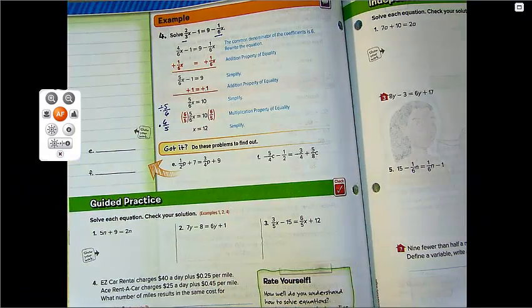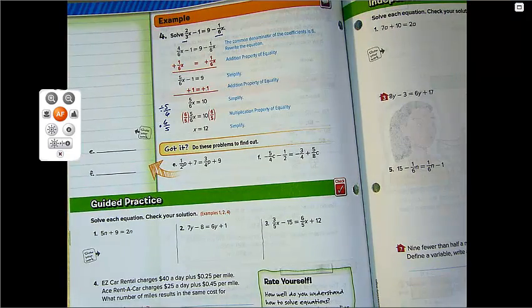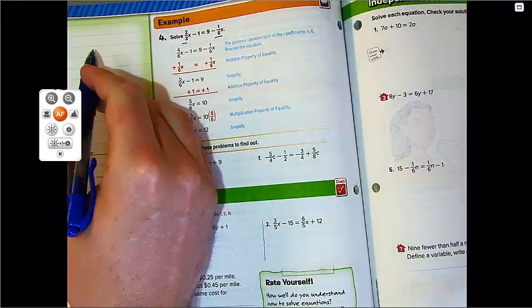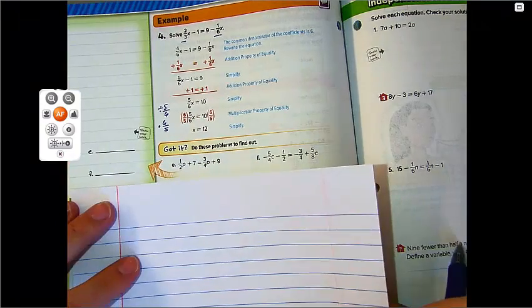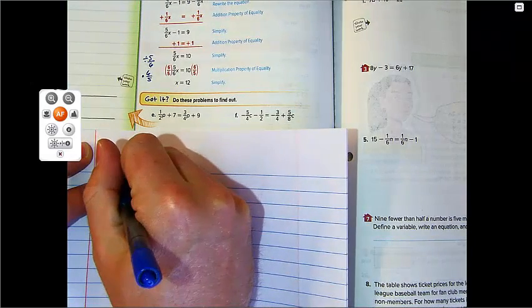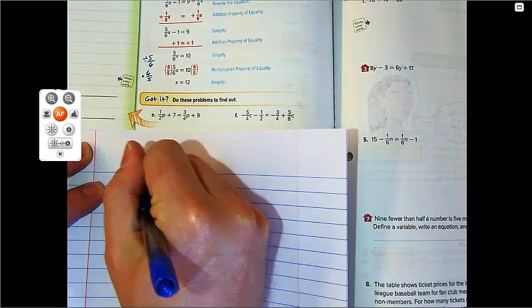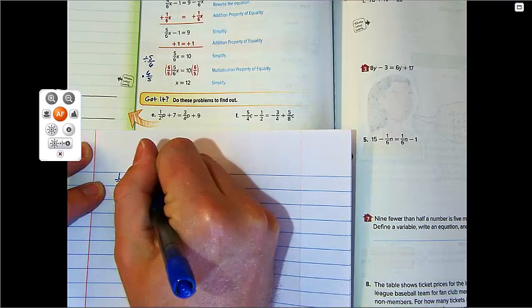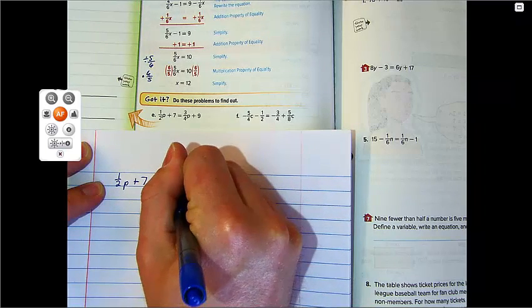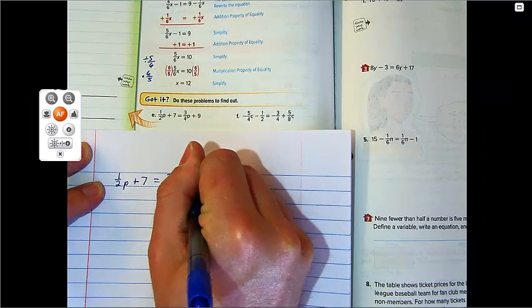Let's now take a look at E. So I'm going to get out a new piece of paper here. There's not enough room to really do it here. If you want to do it over to the side, you can. I'm just going to get a piece of paper so I can keep it nice, neat, and organized. So I have 1/2 P plus 7 equals 3/4 P plus 9.